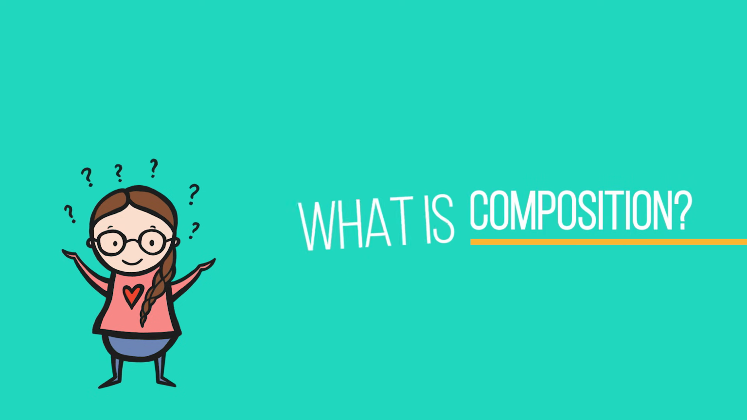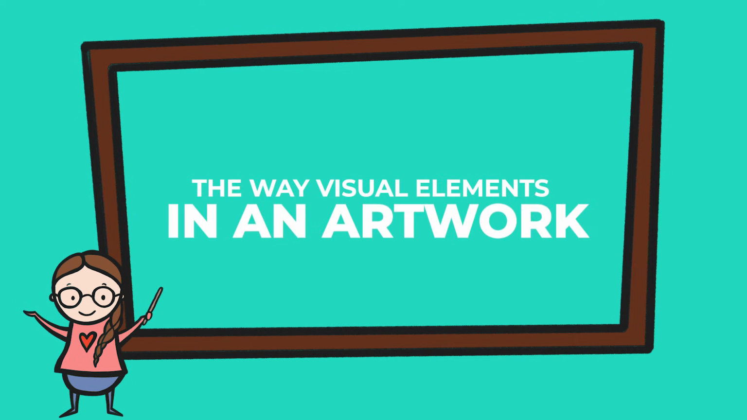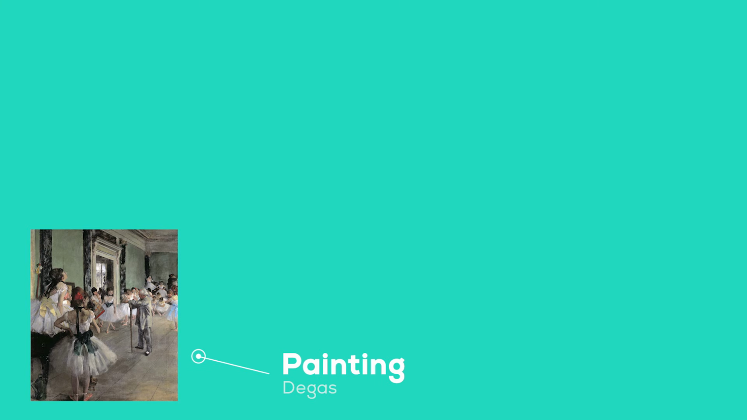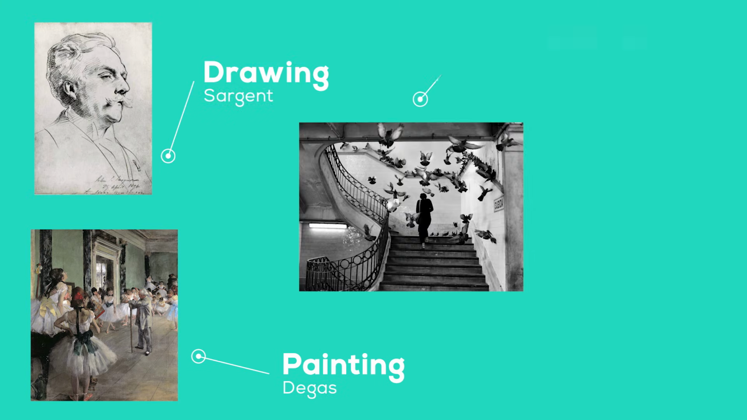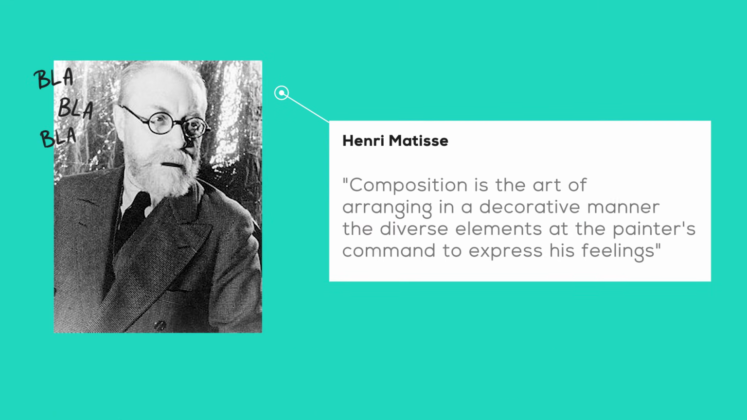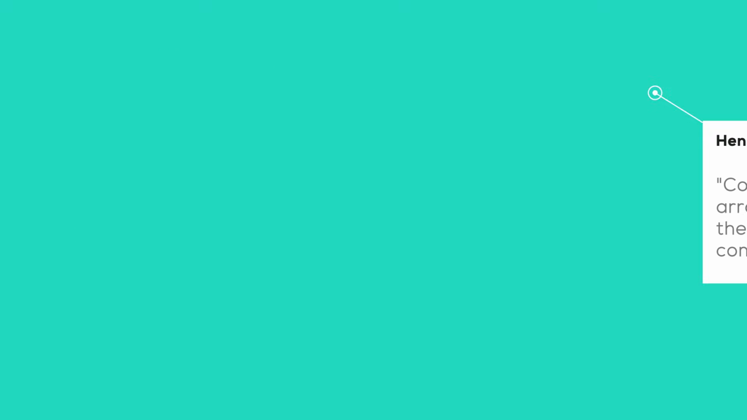So, what's composition? Simply put, composition is a term that is used to describe the way visual elements in an artwork are arranged. This can be a painting, drawing, photo, or other piece of artwork. The famous painter Henri Matisse once said, "Composition is the art of arranging in a decorative manner the diverse elements at the painter's command to express his feelings."